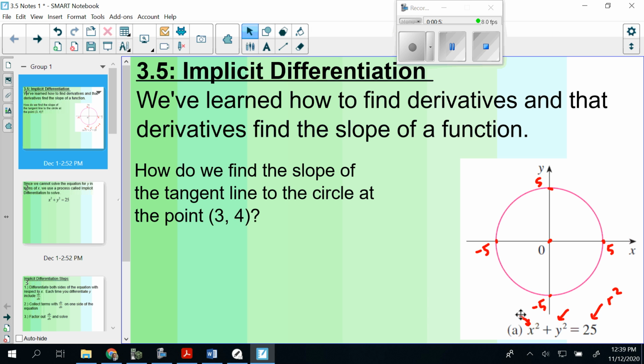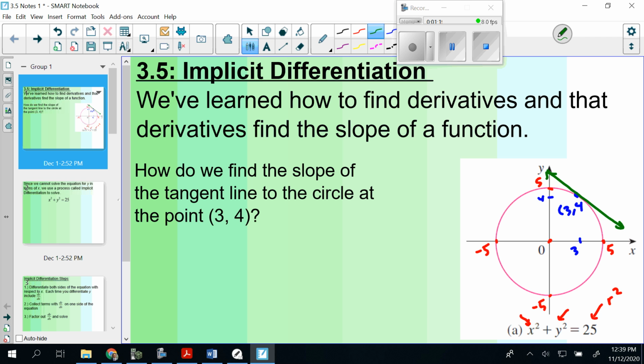So the point (3, 4) would be somewhere approximately right here, where this is at 4, that's at 3. If we were to draw the tangent line, remember, the tangent line is that line that has the same slope and skims the curve, it would look something like that. So how do we find that out?